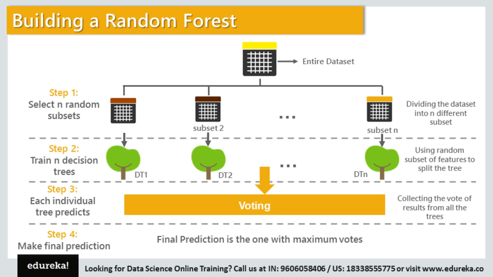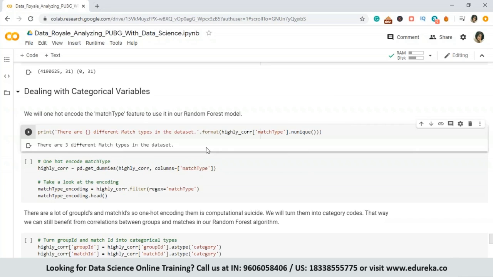Now let's go ahead and see how we can use it in our model. Now, first of all, we are going to determine the number of match types, which we know are 3 kinds of match types: solo, duos, and squad.